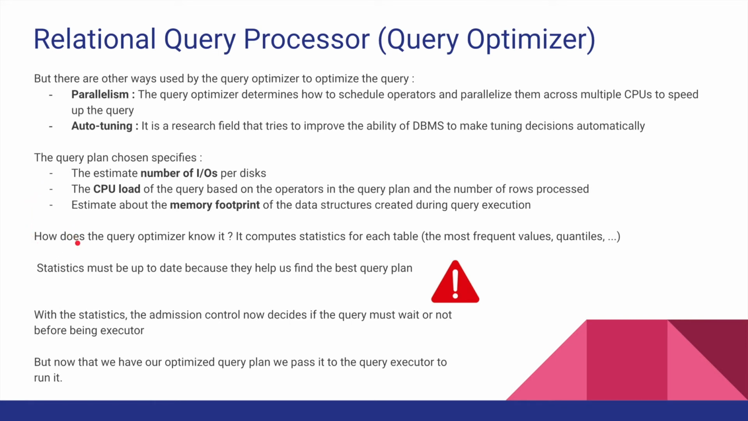And these statistics also help the query optimizer to find the best query plan. So if the statistics are not up to date, the query plan will be badly optimized and the query will take a lot of time to execute. At this stage, there is another intervention of the admission control block, which decides based on the estimated cost of the query, done with the statistics, if the query should wait to be processed or not, depending on how many resources are left. But if the admission control is passed, our optimized query plan is passed to the query executor to run it.